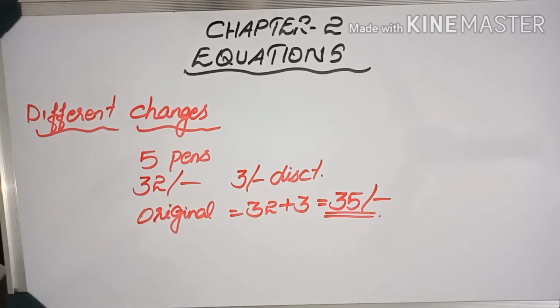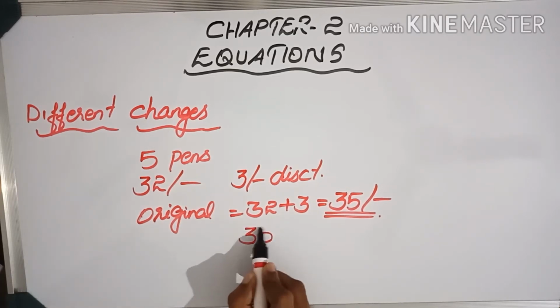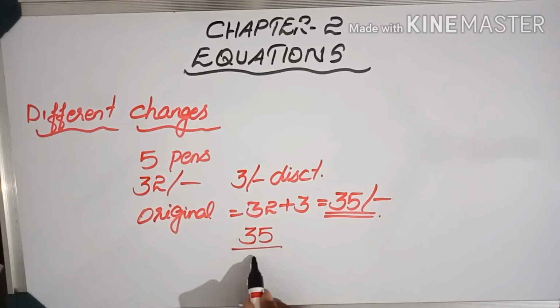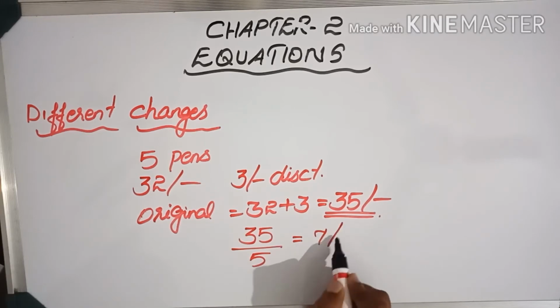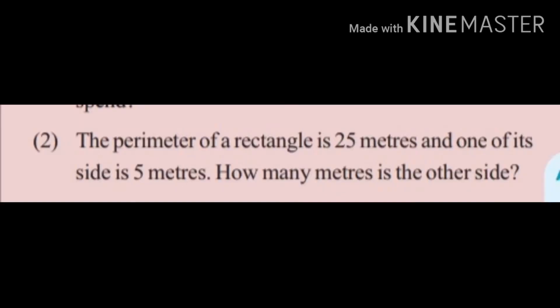Now, if they are buying those 5 pens separately, what will be the amount for each pen? That is the question. We need to find the amount of each pen. So, for a total of 5 pens the amount is 35. In order to find 1 pen's amount, what do we need to do? Just divide. That is 35 rupees for 5 pens. So, to find 1 pen's amount, 35 by 5, that is 7 rupees. So, 1 pen's amount is what? 7 rupees.